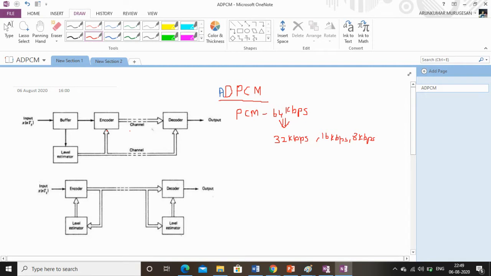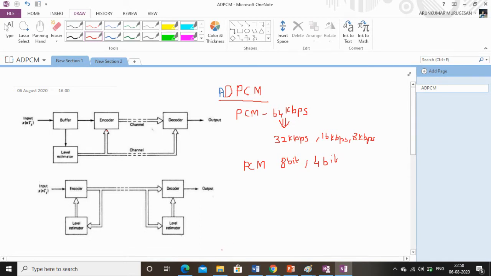Here, pulse code modulation utilizes two techniques. One is adaptive quantization and another one is adaptive prediction. In differential pulse code modulation, if the PCM requires 8 bits for transferring the data, in DPCM it only requires 4 bits to transfer the data.